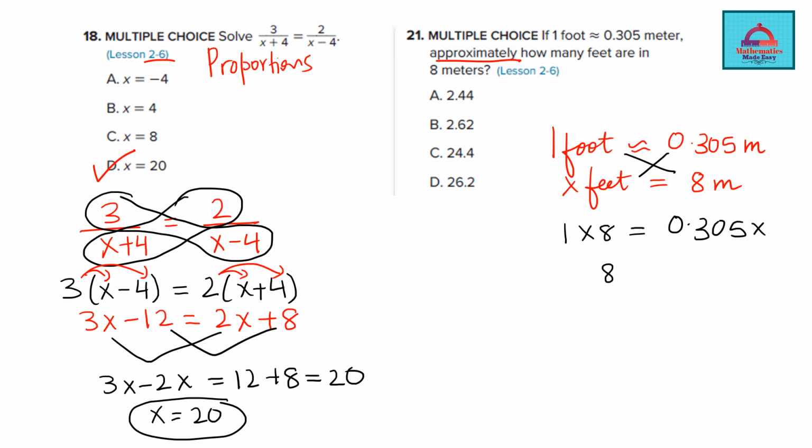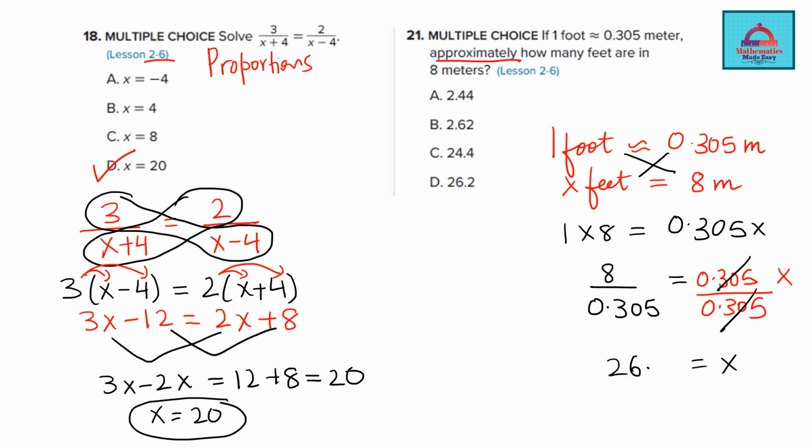So how much is x? You are going to divide with 0.305. Why did you divide by that? Because you want to get rid of this decimal which is there with x, and you just need x. So 0.305 will be divided on both sides so that it cancels here, and then you get your x as near about 26.2. So this is like an approximation. Okay, so your answer is going to be D here.